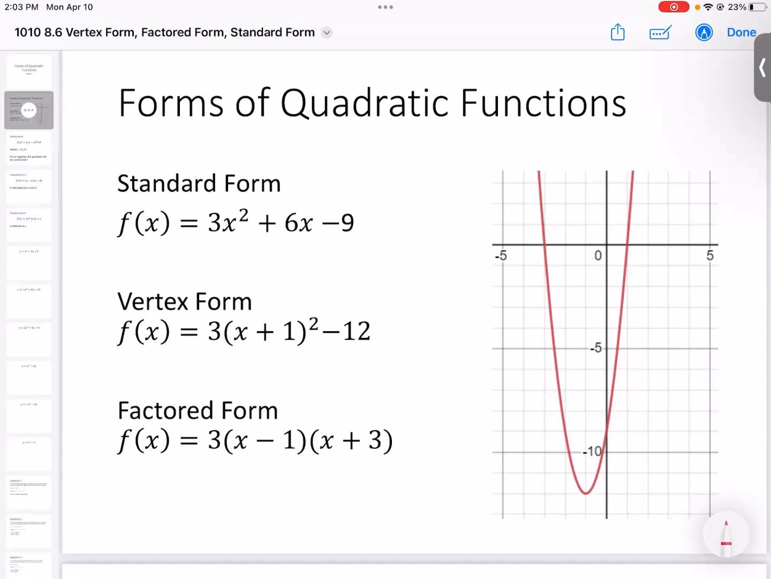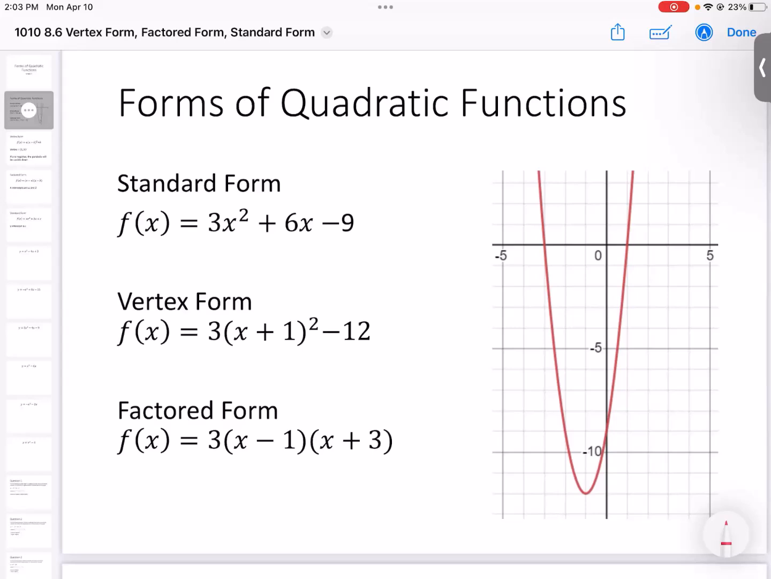Okay. So there's 2 other forms that quadratic equations can come in. One of them is standard form, and this is usually the form that it will show up in. We also have factored form. So vertex form is the most useful because it tells you where the vertex is, and that's one of the most important parts of a quadratic function.